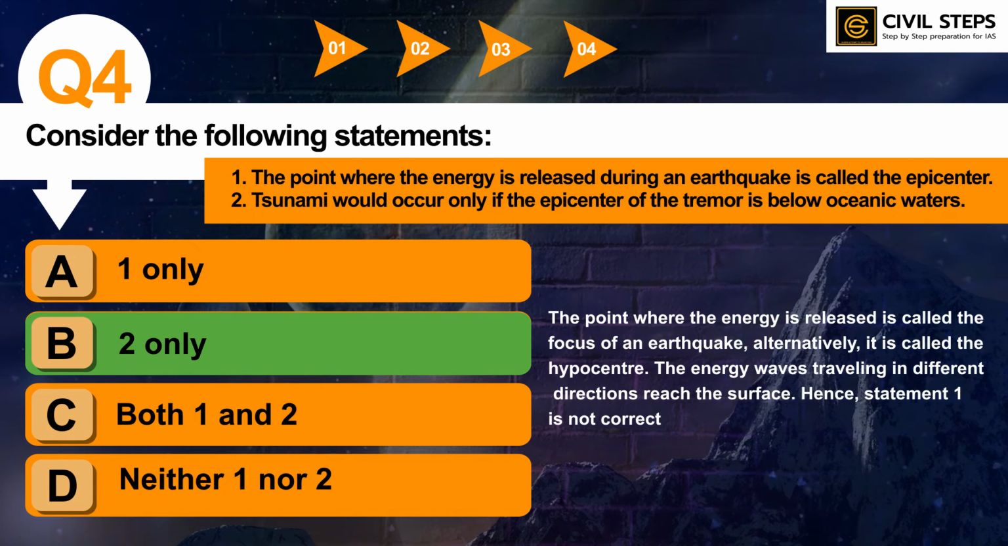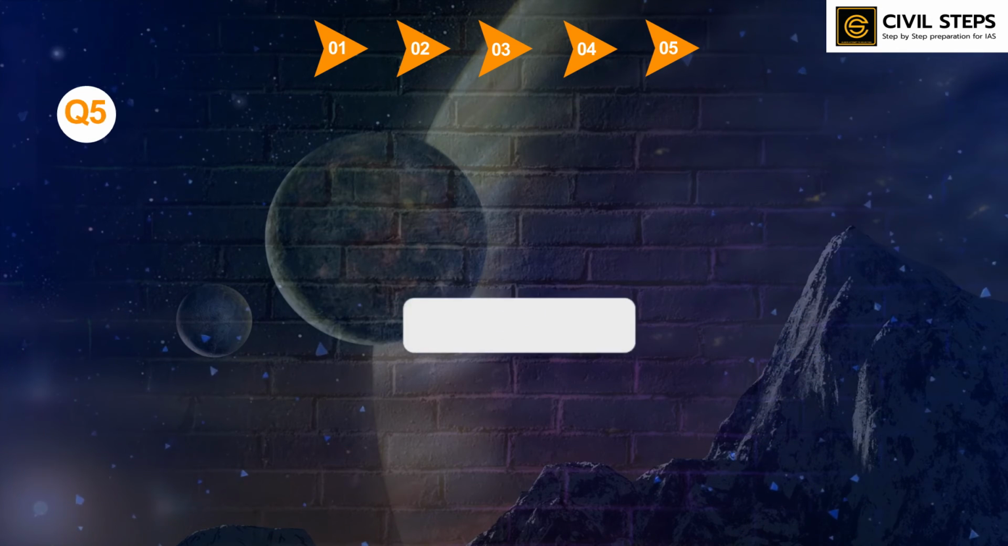So the point where the energy is released is called the focus of an earthquake. Alternatively, it's called as the hypocenter. So that's why statement 1 is not correct. So the energy waves traveling in different directions reach the surface. Hence statement number 1 is not correct, while statement second is absolutely correct about tsunami. So you should prepare this topic from standard sources like earthquakes, tsunami, and landslides. Likewise, you can prepare about this topic. So let us now discuss question number 5.